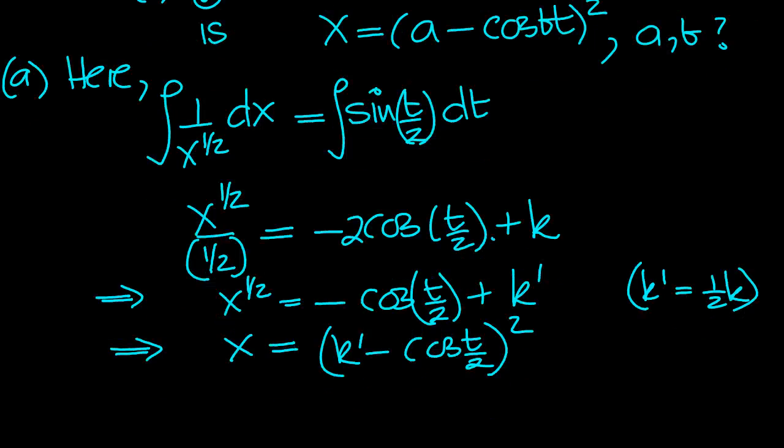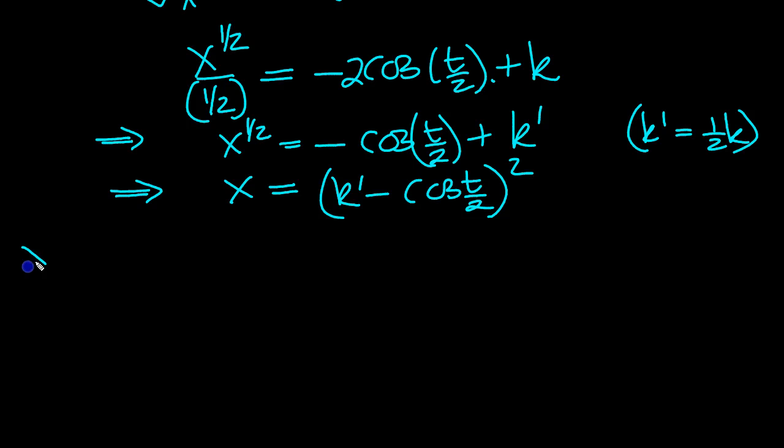Now x equals 1 when t equals 0. So x equals 1, t equals 0 gives, so what have we got here then? x equals 1 when t is 0.